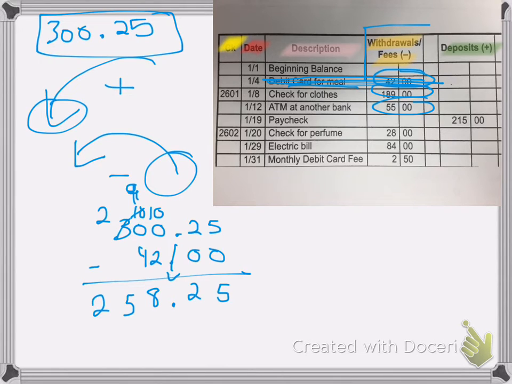Now we have to do our check that we wrote for clothes. So on 1/8, we wrote check number 2601 for clothes for $189. Now I take that new balance of $258.25 and I'm going to withdraw, or take, $189 out of that.